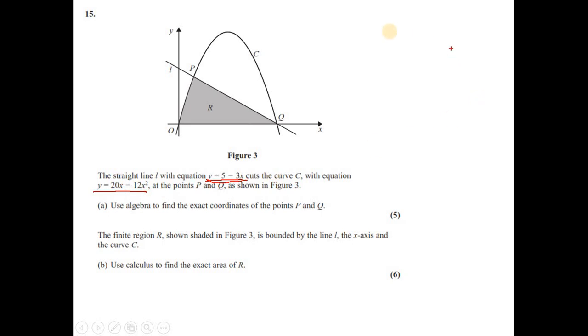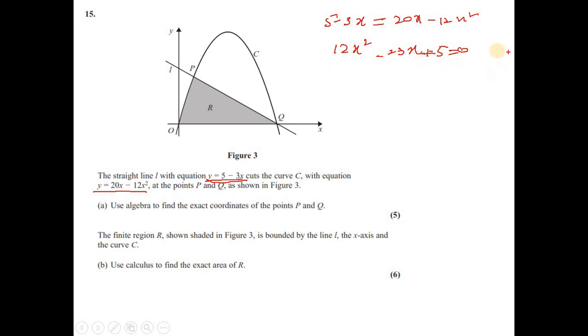So what you can do is say 5 minus 3x is equal to y, and y is equal to 20x minus 12x squared. Then you can rearrange this equation in quadratic form, and you have 12x squared minus 23x plus 5 equal to 0. This is the quadratic equation, and 5 times 12 is 60, and then 60 can be broken into factors like 20 and 3.